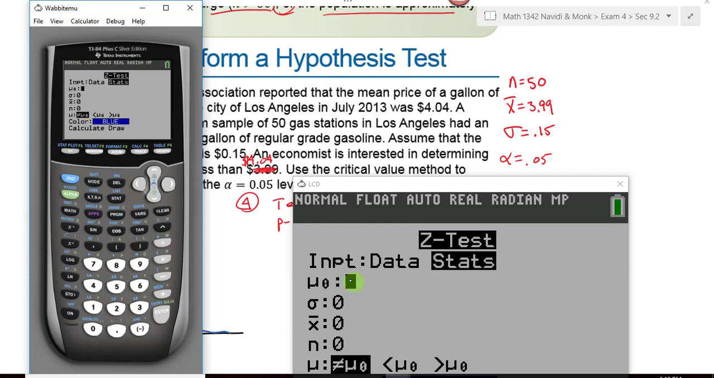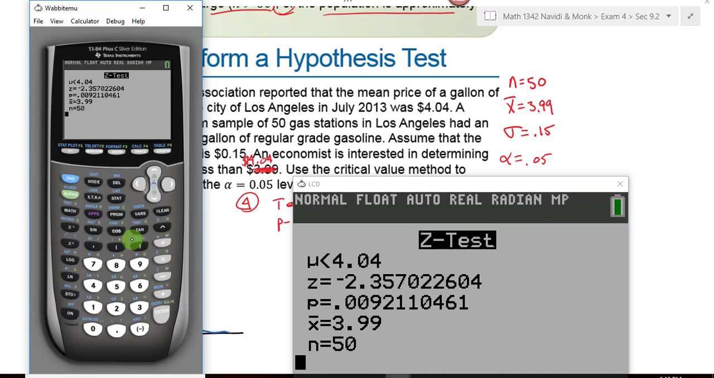Then we put in a number for the mean for the null hypothesis, and we said that was going to be 4.04. Then we need to put in a number for our population standard deviation. We were told that that was 0.15, and the sample mean was 3.99. Our sample size was 50, and this is going to be a left tail test, so we highlight the less than, and this is what your input screen looks like, and this is what your output screen looks like.